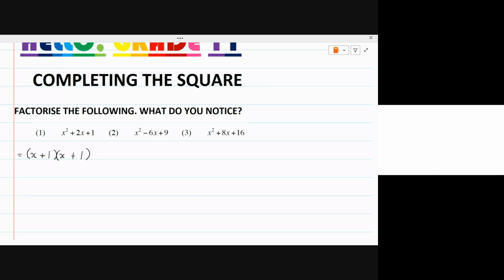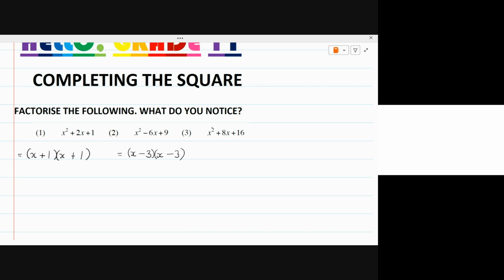Okay. Now, in the second one over here, again, I'm going to open 2 brackets. I know that one of them will have a minus, and negative times a negative will give me a positive 9. The factors of x squared are x and x. And the factors of 9 that will give me 6 will be 3 and 3.